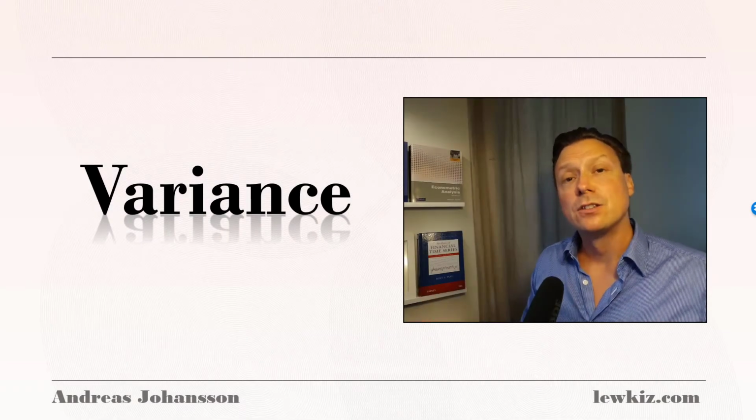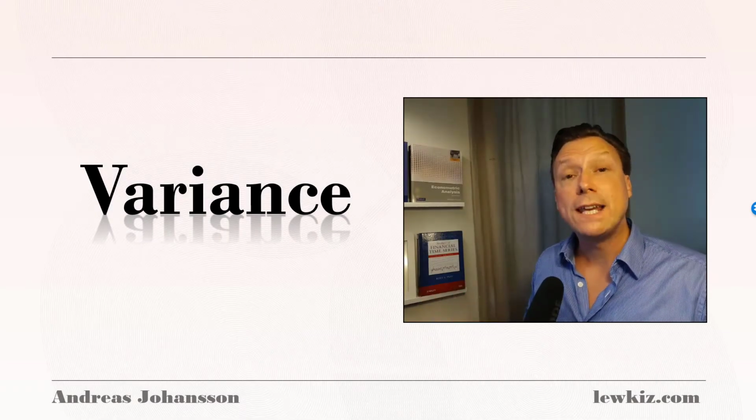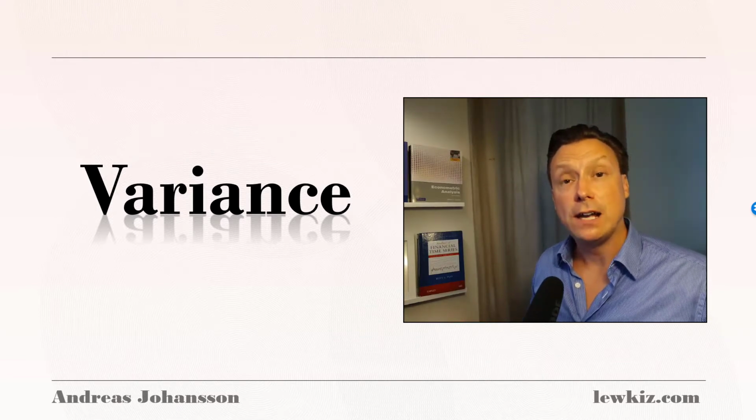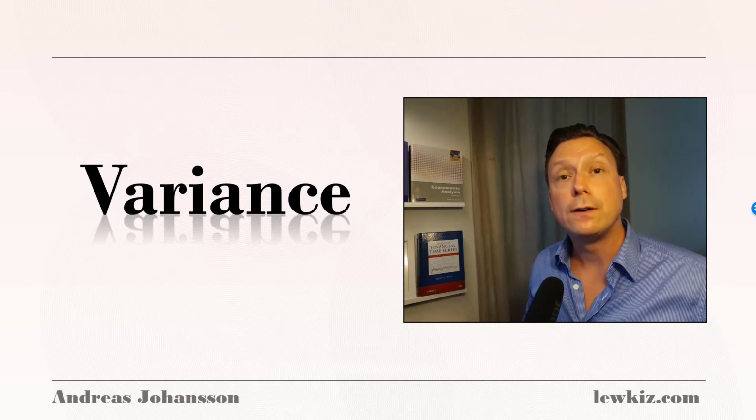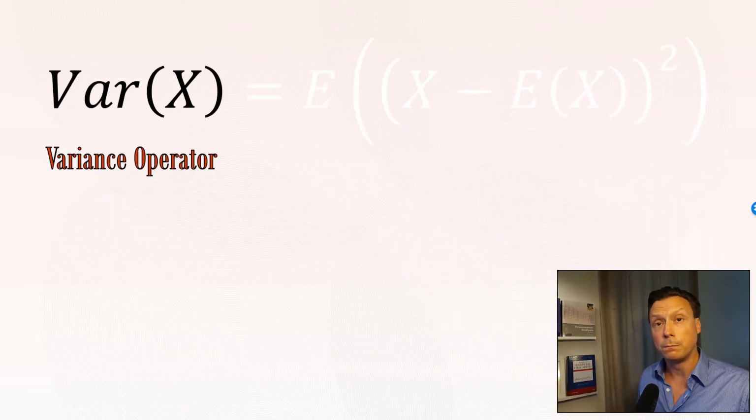Variance. So now we know where the center mass of a distribution lies. By calculating the expected value, we know that this is the center point of this distribution. The other parameter we are looking for is the spread, which we're going to find by using the variance operator.